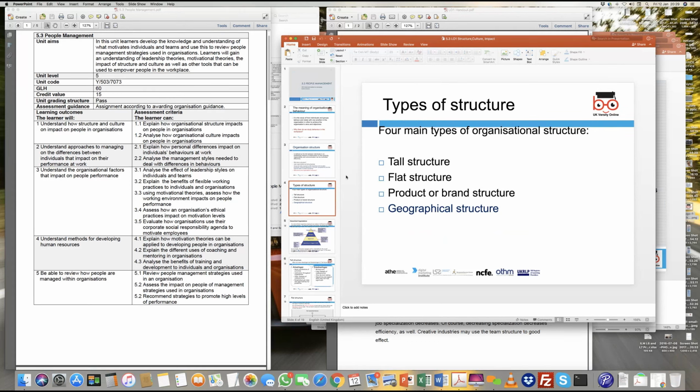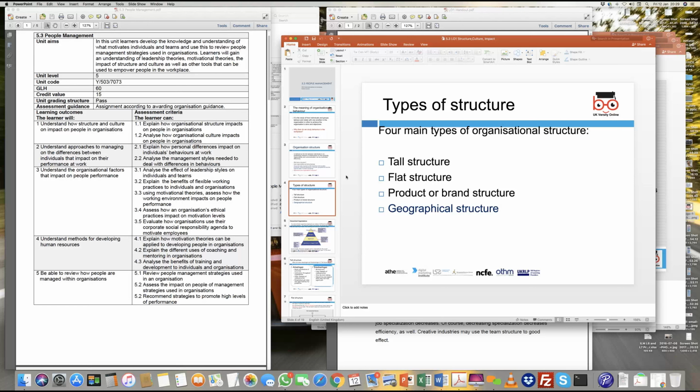So that I've listed on the slide. There is something called a tall structure, flat structure, product or brand, and a geographical structure. Now there are other types of classifications also available. Sometimes you define the organization by a particular structure as well, such as a functional structure, a divisional structure, a hierarchical structure, or a matrix structure.